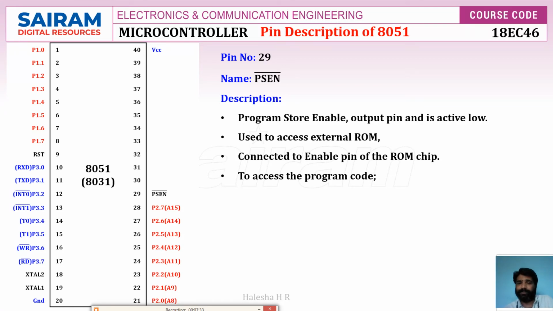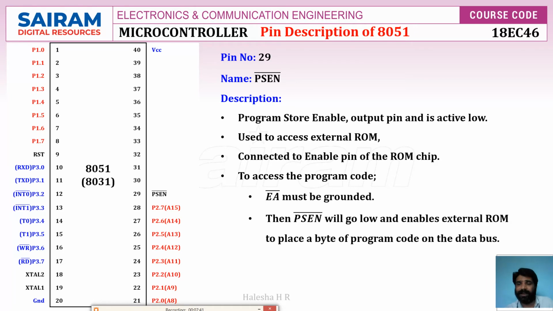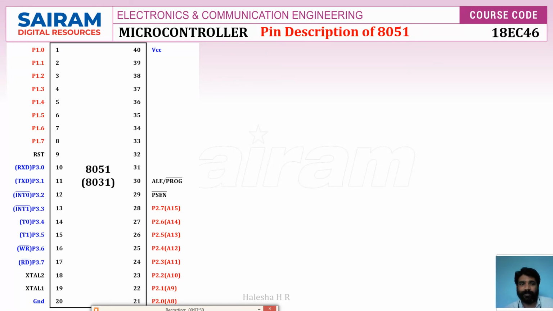And to access the program code from the external memory, external access must be grounded. EA means external access. Then PSEN will go low and enables external memory to place the byte of program code on the data bus. And the next pin is ALE bar program complemented.